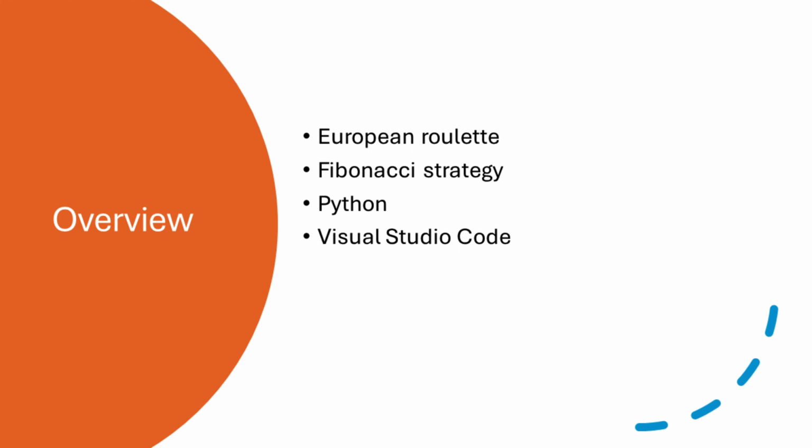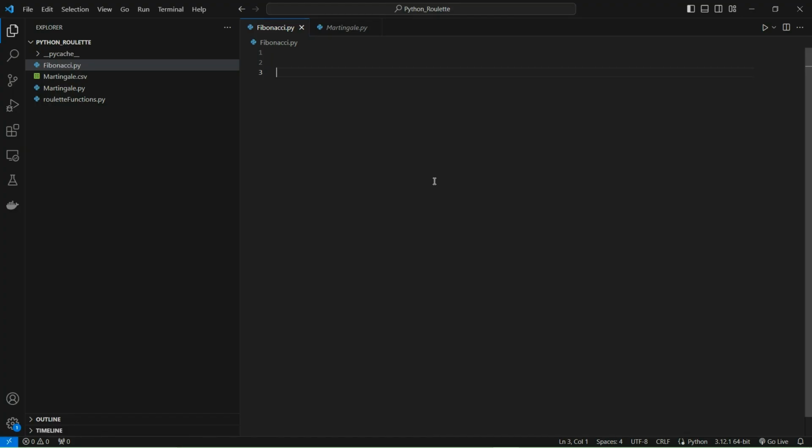In this video I will analyze the Fibonacci strategy on European roulette, and I will do that in the Python programming language in Visual Studio Code. Let's move to VS Code.